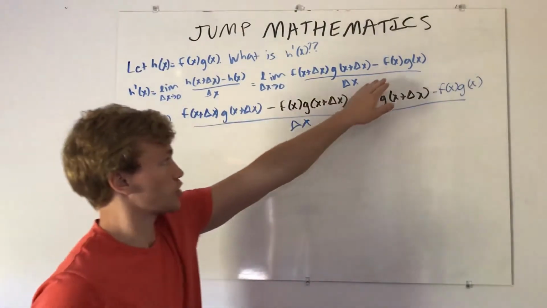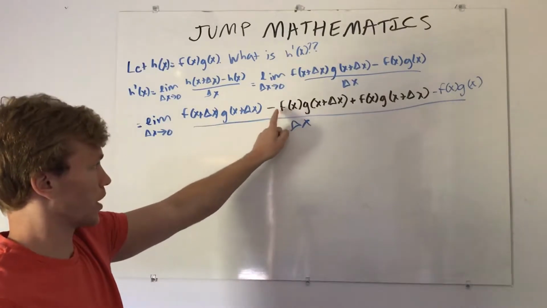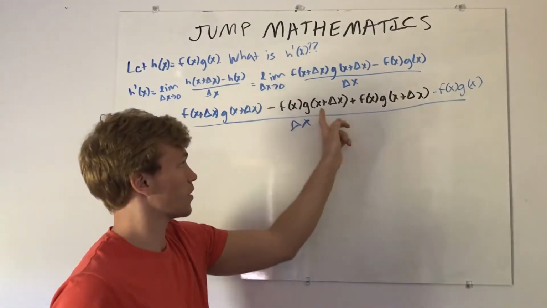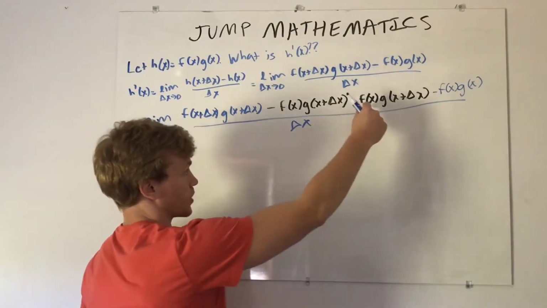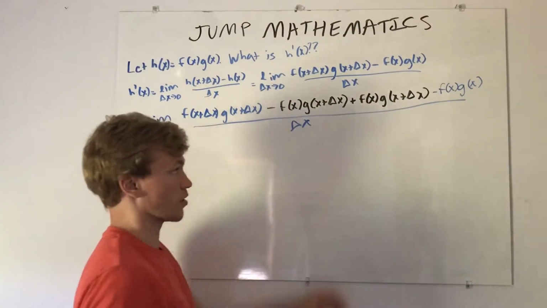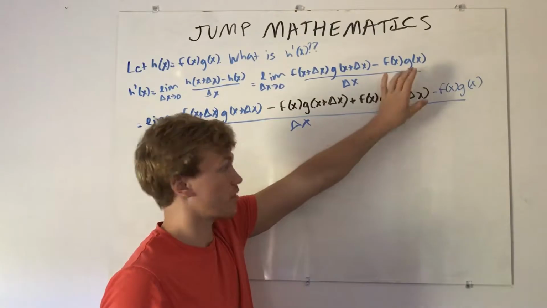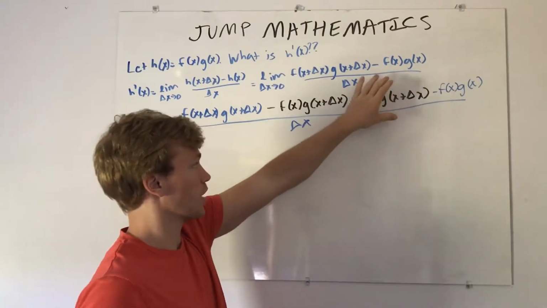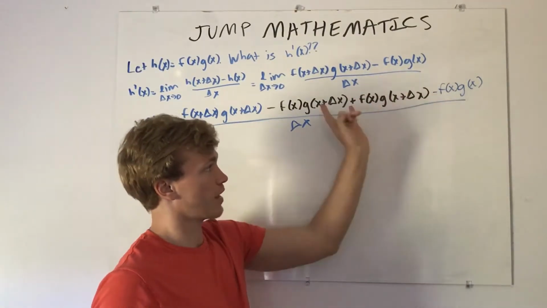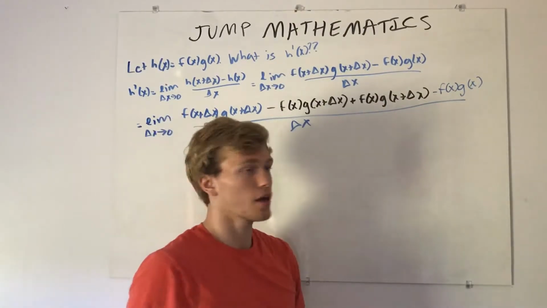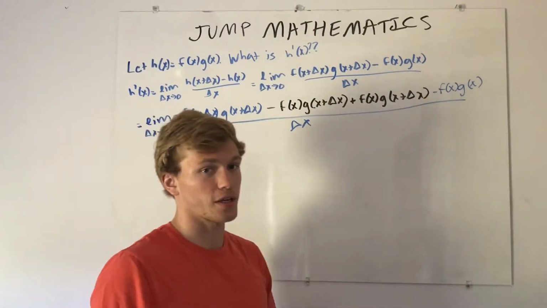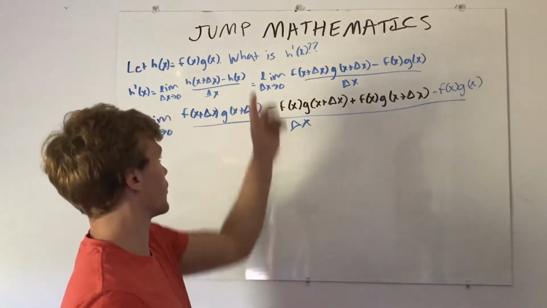So what did I do? I just rewrote this, except right here in the middle I subtracted f of x times g of x plus delta x, and then I added it back in. I'm allowed to do this because this plus this is equal to 0. In all, I didn't do anything to change the answer to this derivative, but I just added these two factors because that's what's going to allow me to compute the derivative of this product.